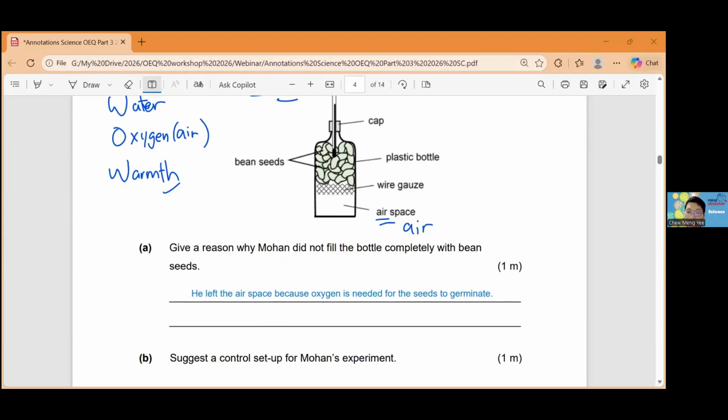Wire gauze is like wire mesh. You know what is wire mesh? It's similar. Basically, wire gauze is just like wire mesh. Okay, they are similar. You know, if you have been to a barbecue before, there's a wire mesh. Yeah, it's almost the same thing.